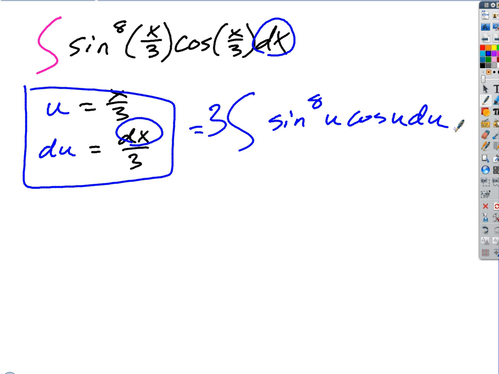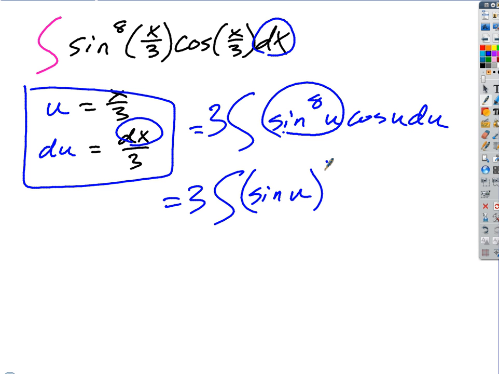So let's do one other thing then. Let's rewrite this. This might help, and I would urge you to maybe even do this for a while until you just really get used to this process. Let's rewrite this part right here as sine u quantity to the 8th. Okay. Awesome. Okay, so what do you think now?